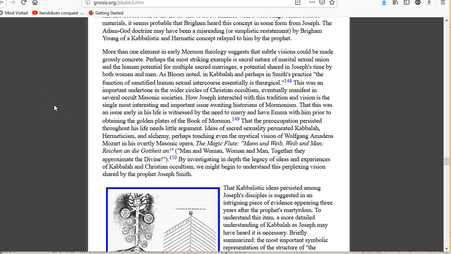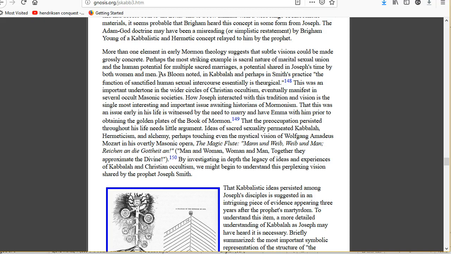Now, Owens continues, more than one element in early Mormon theology suggests that subtle visions could be made grossly concrete. Perhaps the most striking example is the sacral nature of marital sexual union and the human potential for multiple sacred marriages, a potential shared in Joseph's time by both women and men.